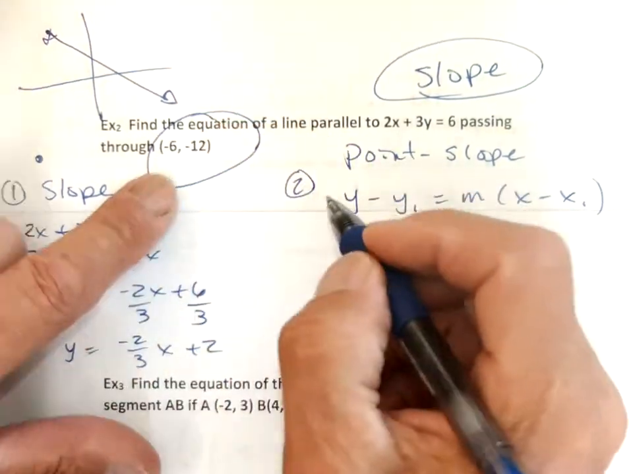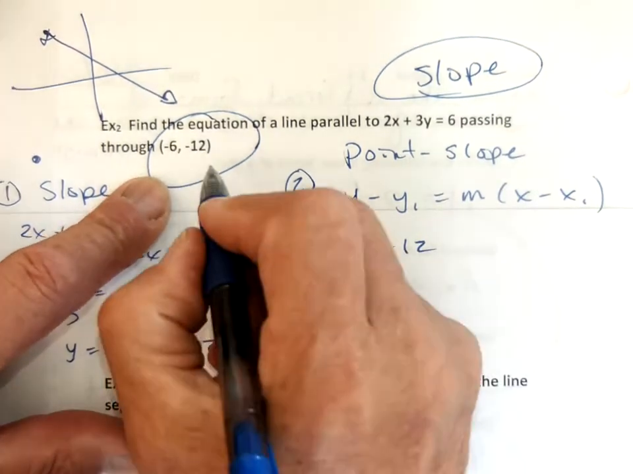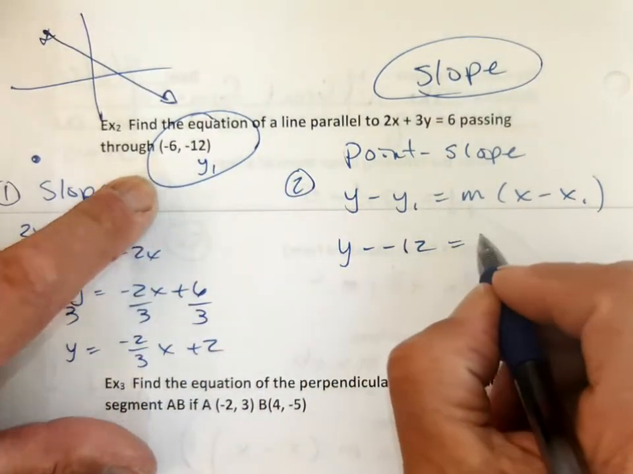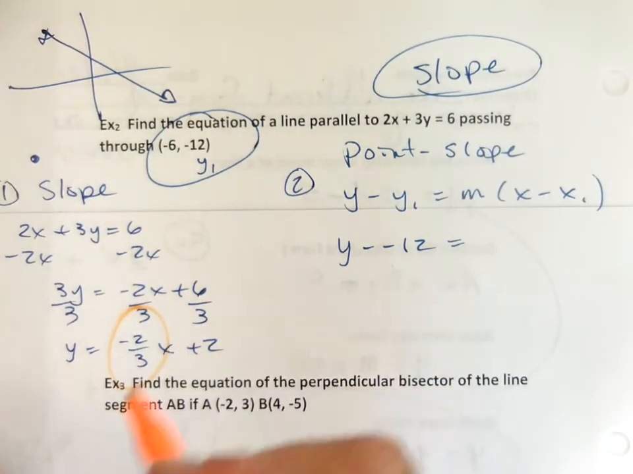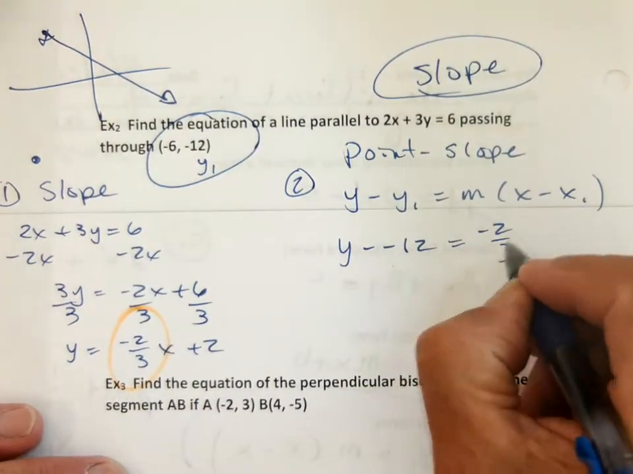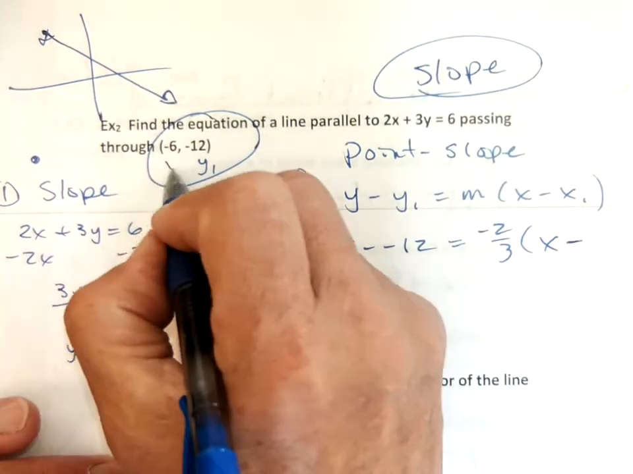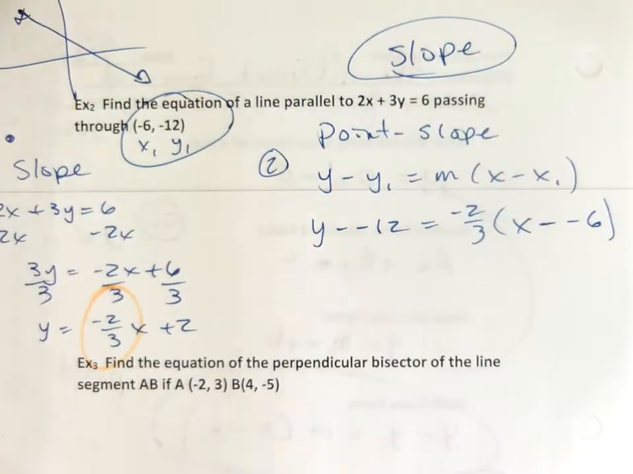So we got to pick our point, x1, y1, so we'll go y minus a minus 12, right? Because there's my y value, equals my slope, which I know is my negative 2/3, right? So I'm going to put my negative 2/3 in there. X minus my x value, which is negative 6. Okay, and then I just need to tidy it up. I'll have my answer.